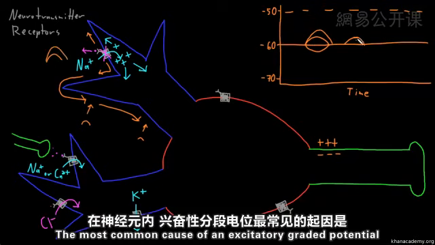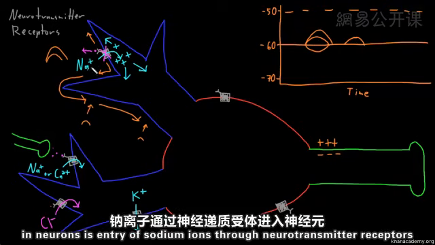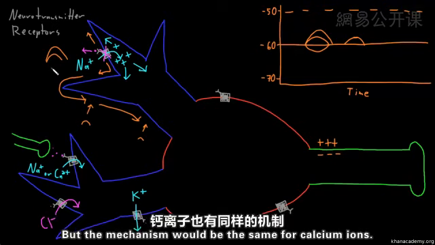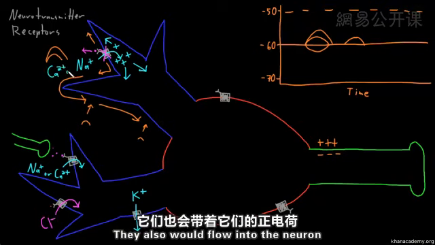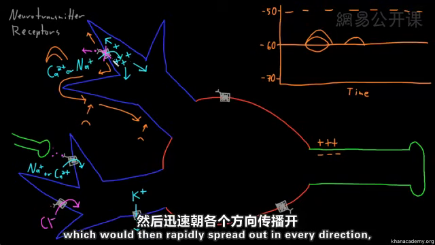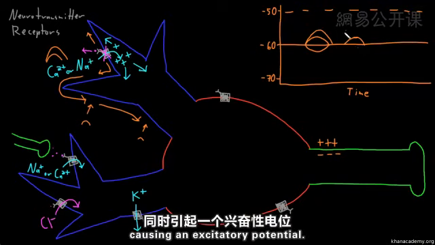The most common cause of an excitatory graded potential in neurons is entry of sodium ions through neurotransmitter receptors that allow sodium ions to pass when the neurotransmitter is bound. But the mechanism would be the same for calcium ions. They also would flow into the neuron, bringing their positive charges in, which would then rapidly spread out in every direction, causing an excitatory potential.